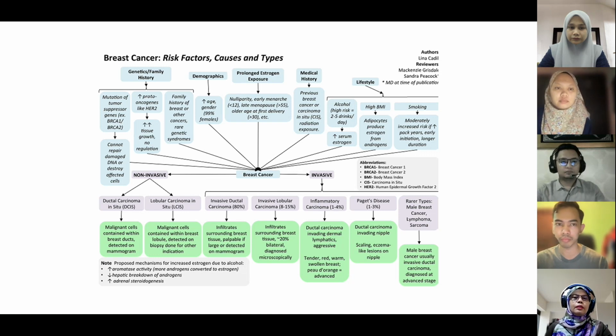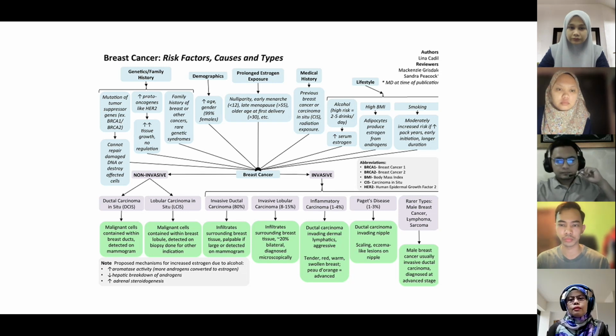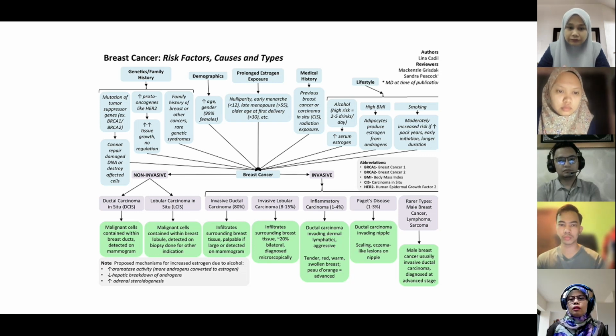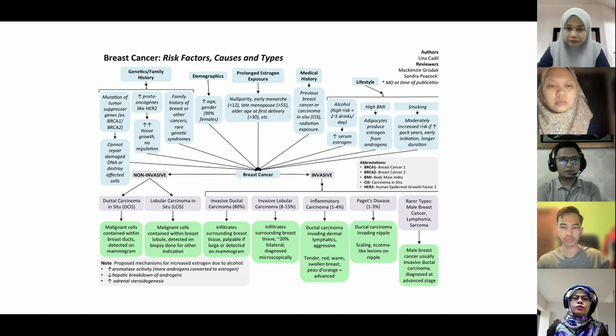As a summary for pathogenesis, this is the summary of what my friend and myself explained just now. In breast cancer, we have two types, which are non-invasive and invasive. We have a lot of types of breast cancer here, and the causes include genetics, demographics, age, prolonged estrogen exposure, and also medical history and lifestyle, which can also cause breast cancer. Explained in here.